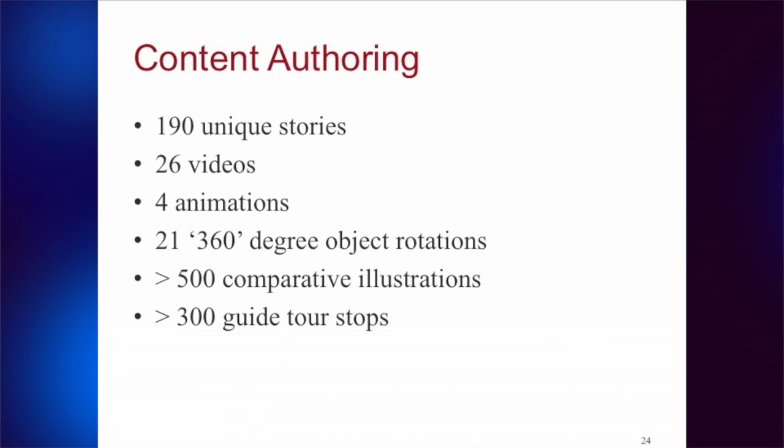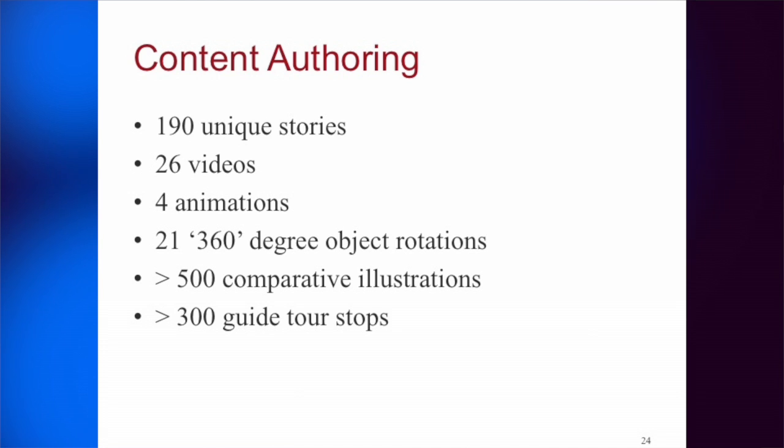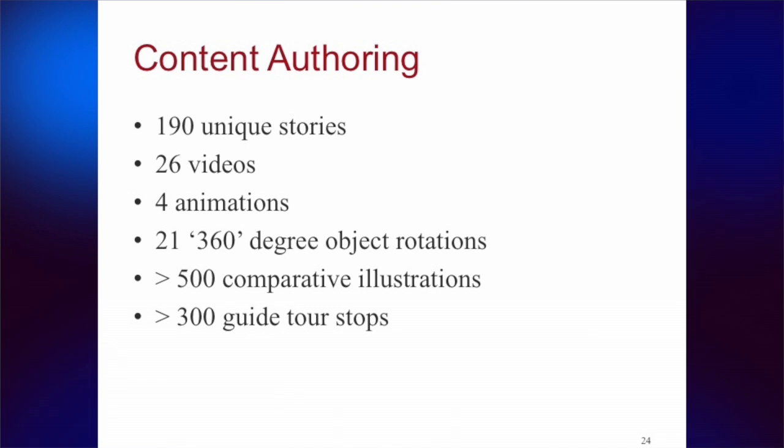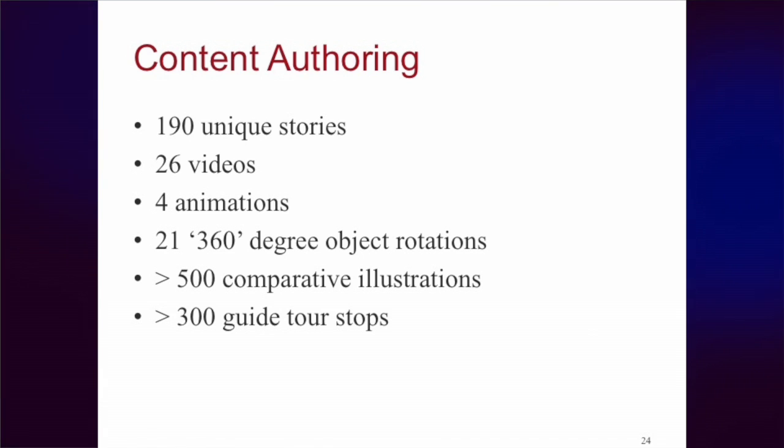In the end, we ended up with 190 different stories, 26 videos and 4 animations, and Liz will show you some of this. And 500 comparative illustrations, which, if you remember what I was talking about with the iPad yesterday, using Flickr to actually find stuff. This is the kind of work where you've got 500 images you need to find that are good for it. And license. And license, yes, which took a tremendous amount of time for 500 objects. We're still working on it, even though the project's live.